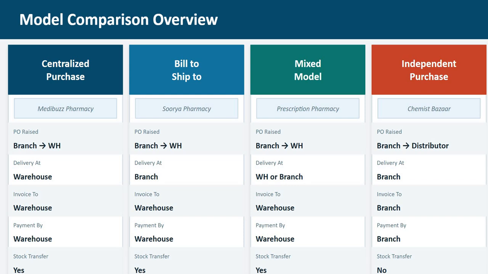And the fourth model that we have is the independent purchase or the franchise model. The branch raises the PO to the distributor or the warehouse, delivery happens at the branch, the invoice is also raised to the branch, payment is also done by the branch, and the stock transfer is not generated. So this is about the different models of warehouses running in India for retail chain pharmacies.